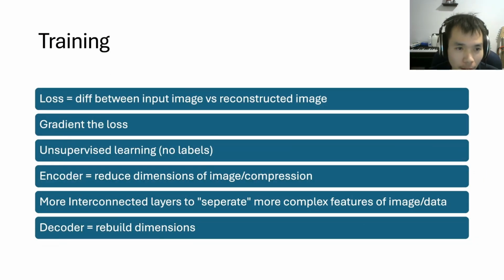For the training, to get the loss, it's just the difference between the input and the reconstructed image after the decoding. It uses gradient loss, or at least how I did it. It is unsupervised learning since it doesn't need labels to learn the general structure. As I said, the encoder reduces the dimensions, the layers separate the features of the image or data set, and the decoder rebuilds the dimensions.